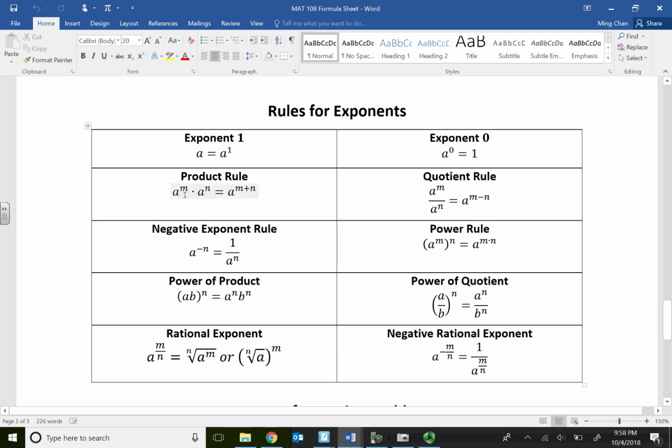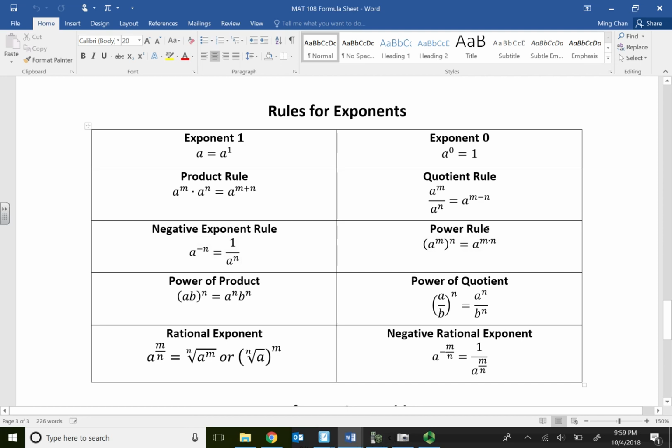Product rule: when the bases are the same and they are multiplying, we can add the exponents. Quotient rule: when the bases are the same and they are dividing, we subtract the exponents. And remember, it's always the top exponent minus the bottom. Negative exponent rule says if the base has a negative exponent, we have to flip it to the other side of the fraction.